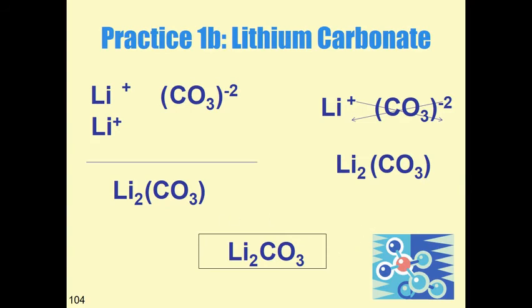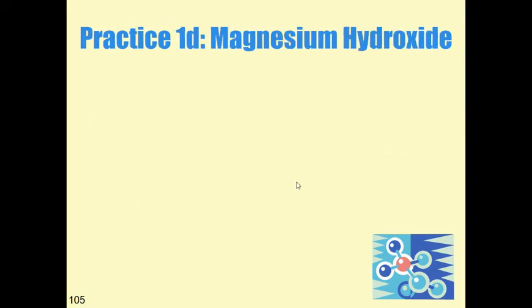Okay, let's try another one. Let's try magnesium hydroxide. Magnesium has a charge of +2. Remember, I told you hydroxide is one of those polyatomics that ends in IDE. You need to know it because we use hydroxide a lot, especially when we get to the acid-base unit. Hydroxide is an OH-. It is a polyatomic.